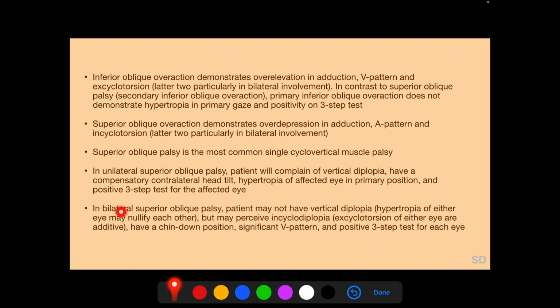In bilateral superior oblique palsy, the patient may not have vertical diplopia because hypertropia of either eye may nullify each other, but may perceive encyclodiplopia because of significant excyclotropia, because excyclotorsion of either eye is additive, and can also have a chin down position, significant V pattern and positive three-step test for both eyes.